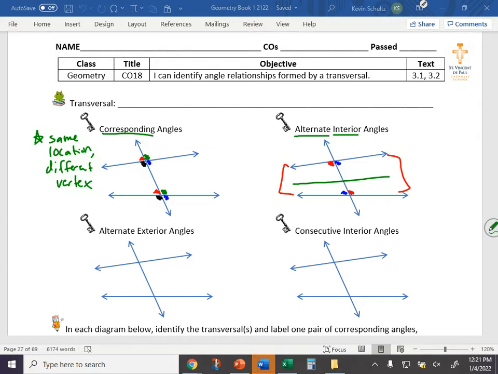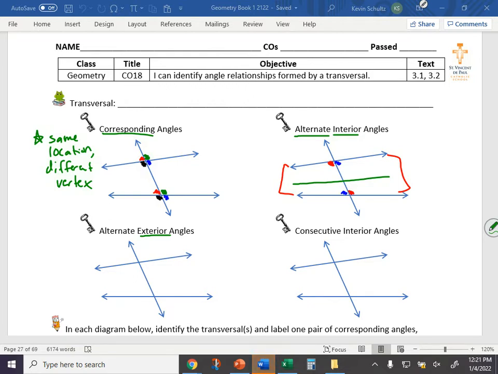But you can have multiple interior angles then if you've got multiple lines. But we'll get there. Okay. Alternate exterior angles. The only difference between alternate interior and alternate exterior is now we're talking about angles that are outside the lines. Right? Kind of like the exterior angle we learned about yesterday.